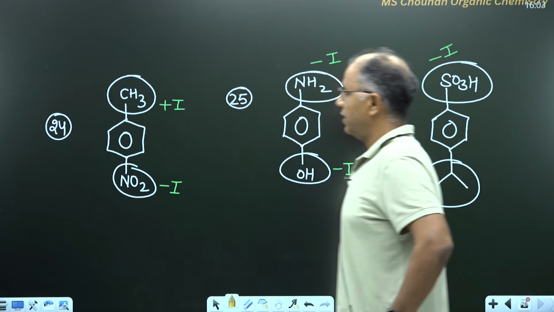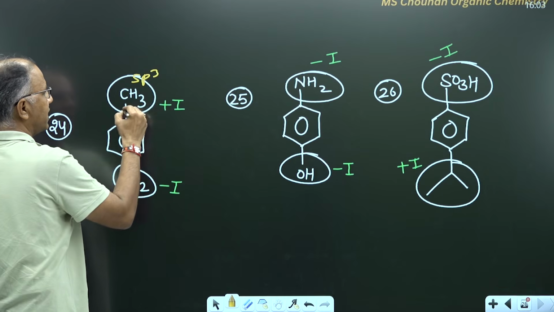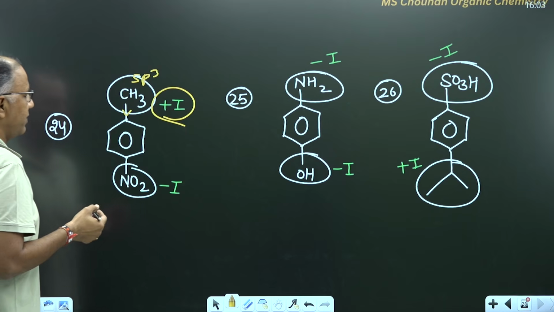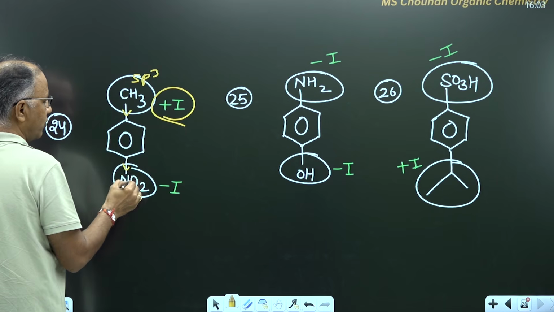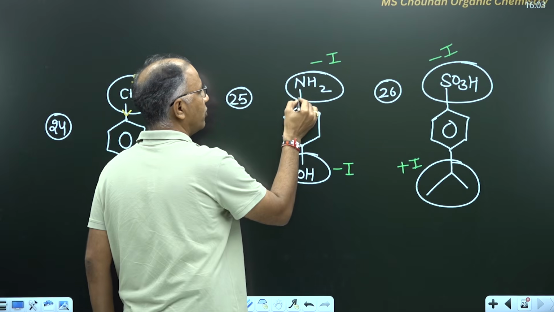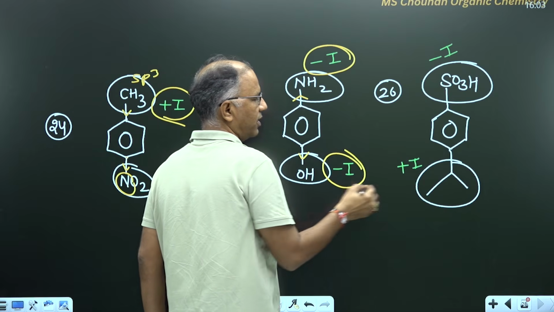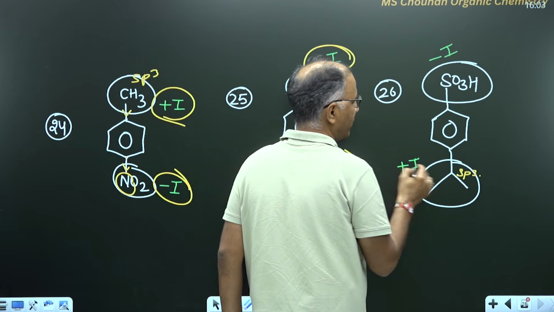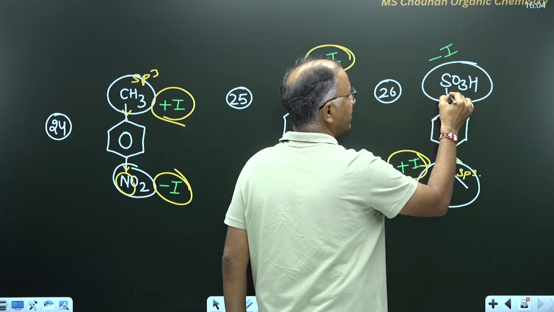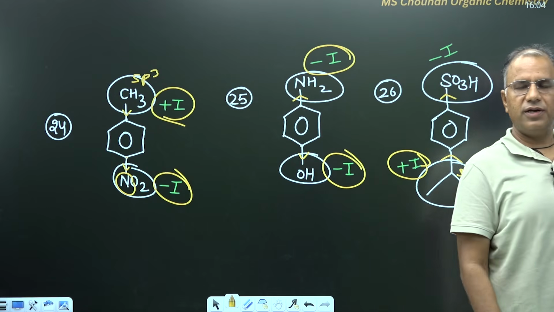Now, what is the answer? In case of 24th, the sp3 carbon, we already discussed sp3 carbon will show plus I except in organometallic compounds or where there are less electronegative elements. NO2 carbon, nitrogen is more electronegative than carbon, minus I. Again carbon, nitrogen is more electronegative than carbon, minus I. Oxygen is more electronegative than carbon, minus I. And this is sp3 carbon, this means plus I effect. And sulfur consists of many oxygens, meaning strong minus I. Got it?